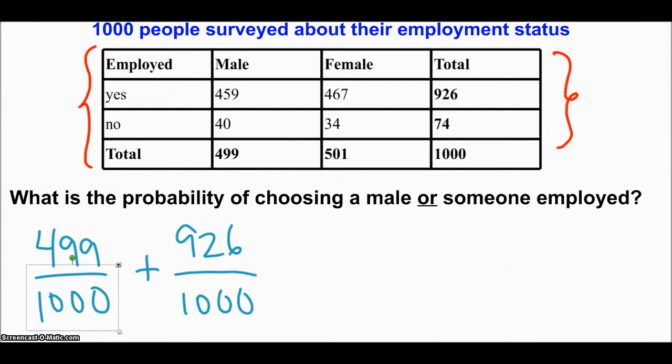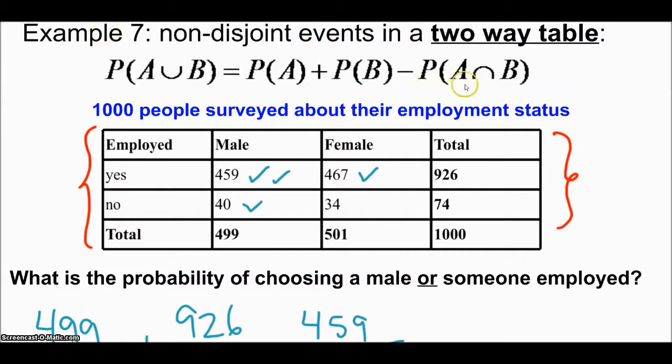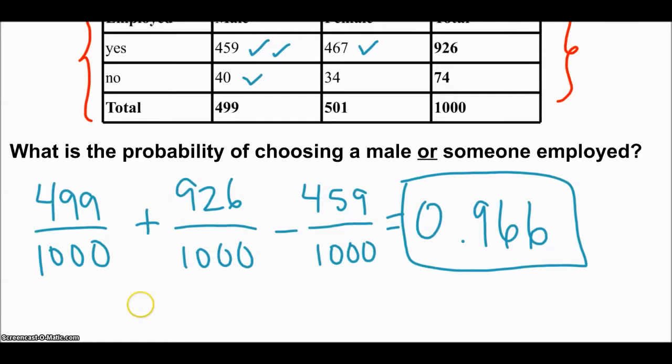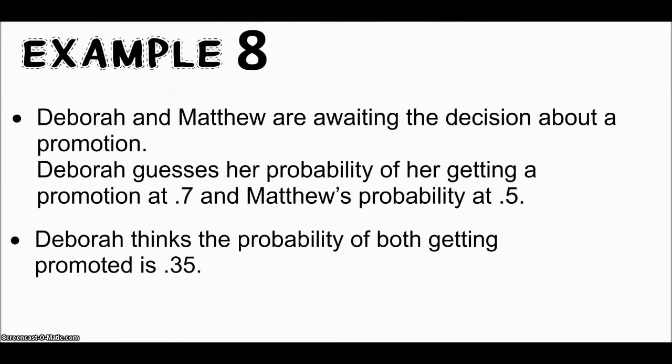Now if you notice, what happened here is we actually added this guy, and this lady, and we added this guy twice because he falls under the male column and the employed column. So what we need to do is subtract the 459 guys, the employed guys, that we accidentally added in twice. That's why we have that subtraction up here, the probability of A intersection B. So when we do this math, the probability would be 0.966 or 96.6%. Quite a bit.